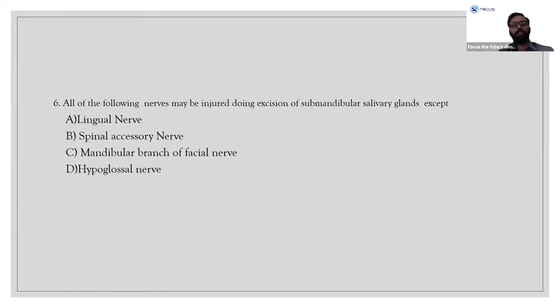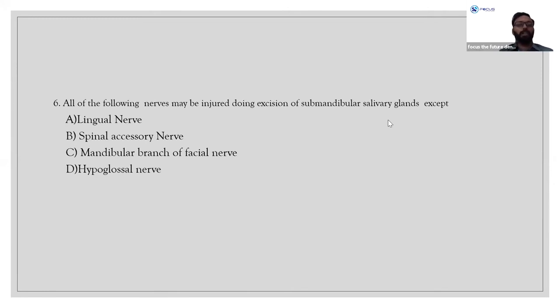Which of the following nerves may be injured during excision of the submandibular salivary gland? Now, this is a clinical point of view, a question which you may feel is from the surgery side. But actually, they are just asking which among the following nerves is not related to the submandibular salivary gland. Any nerve which is close to the gland may get injured while the gland is being removed. So all of these may be injured during excision of the submandibular gland, except one they have asked.